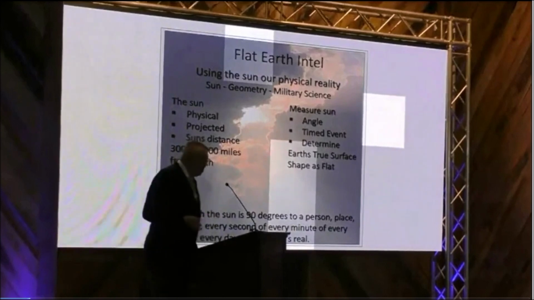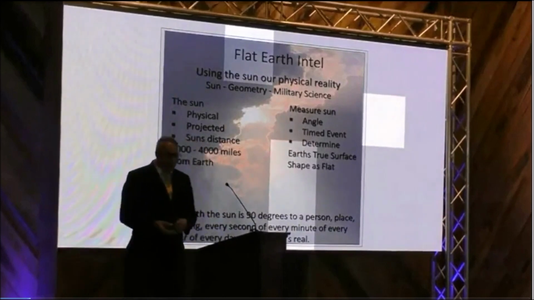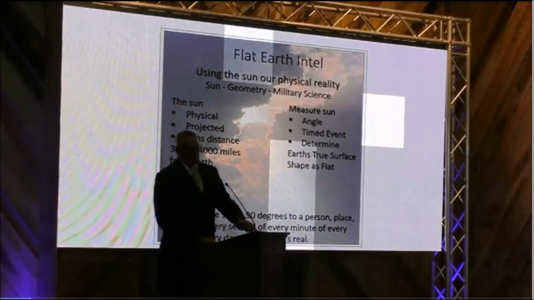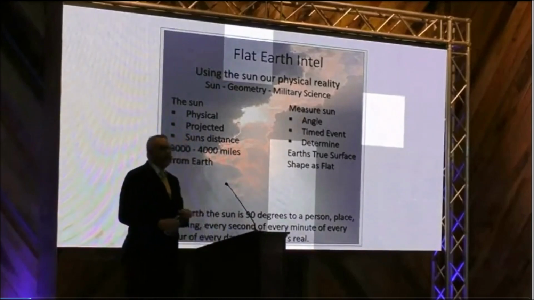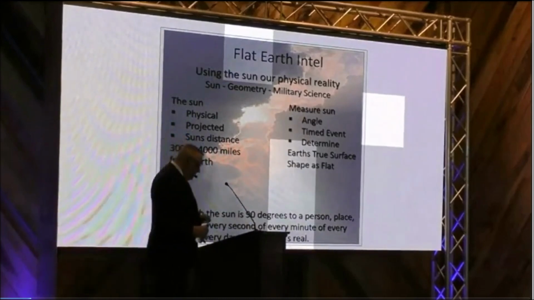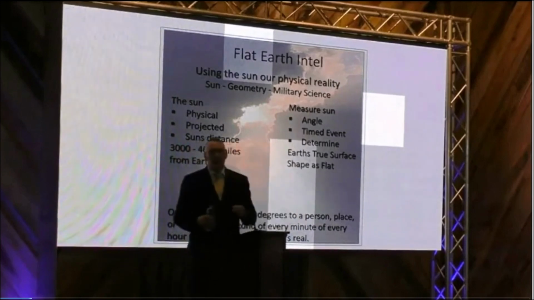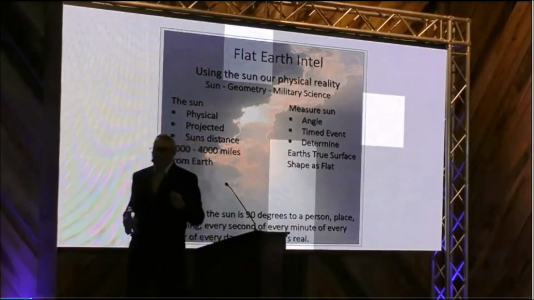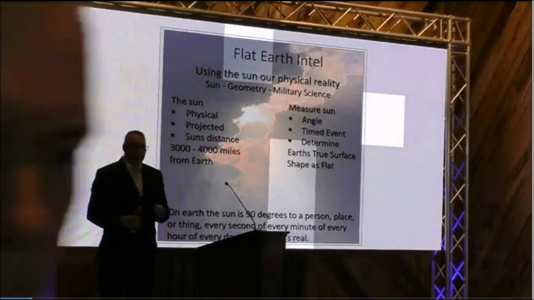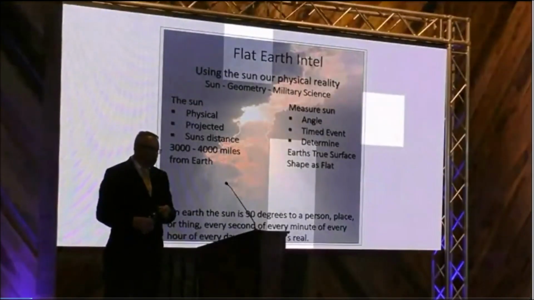And one thing I want you to remember, and that is the sun is always 90 degrees to a person, place, or thing every second of every minute of every day of every year within the prime meridian zone. Once you fully understand that, that is the end of heliocentrism.